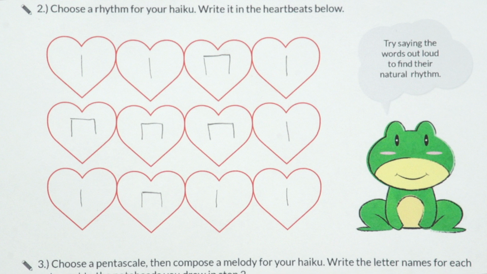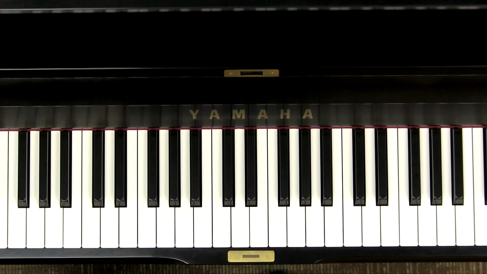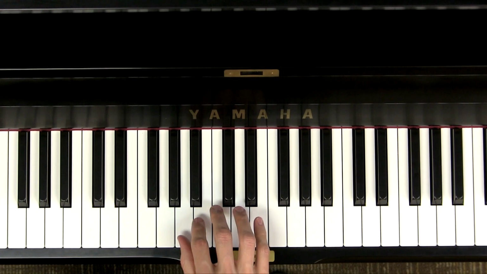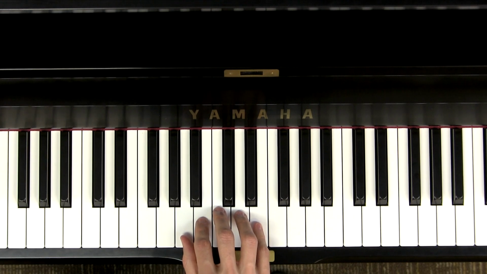Okay, now we're ready to compose our melody. This is going to involve some experimentation. First thing is choosing a pentascale. Once again, there's no right or wrong. It's whatever you choose. So for my composition, I'm going to choose the A minor pentascale. You are free to choose whatever pentascale you want for your song.